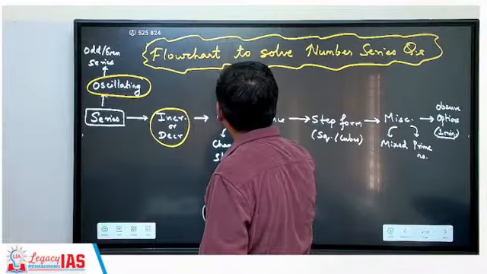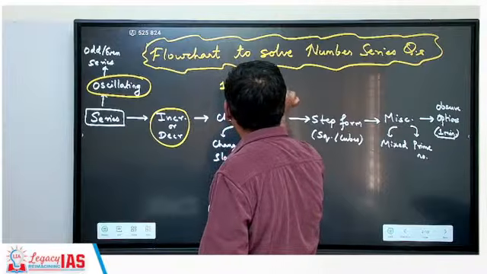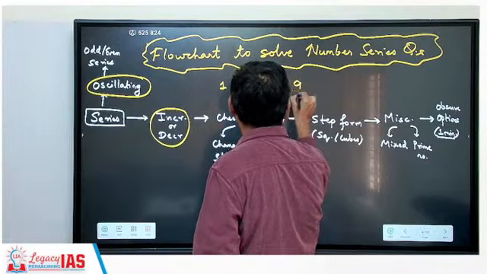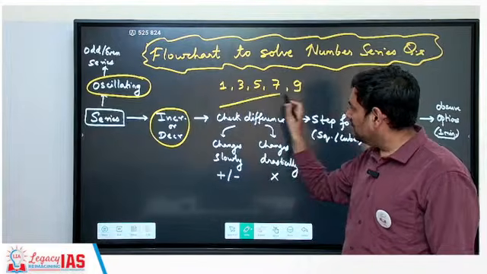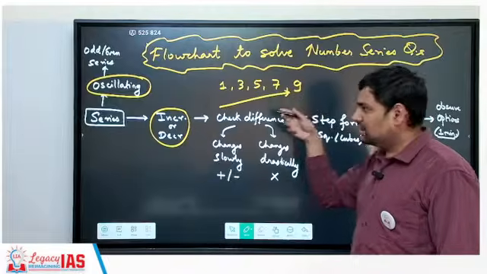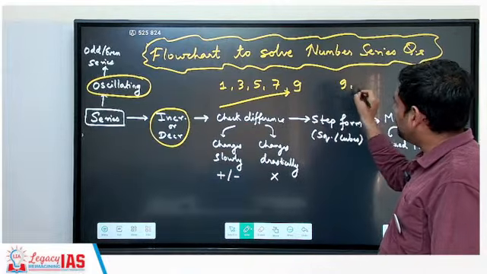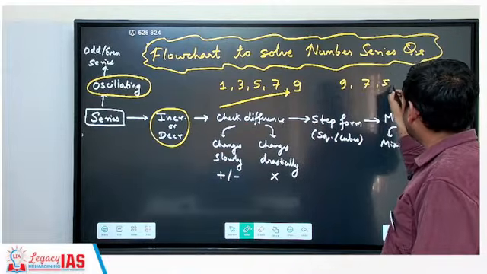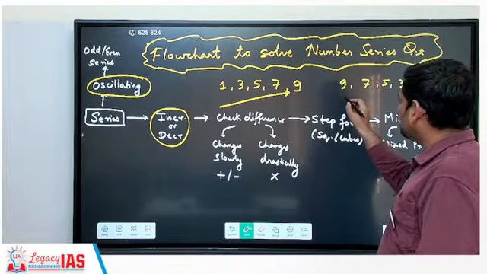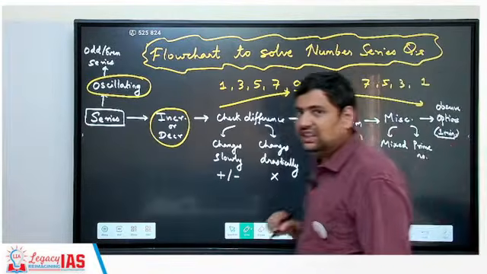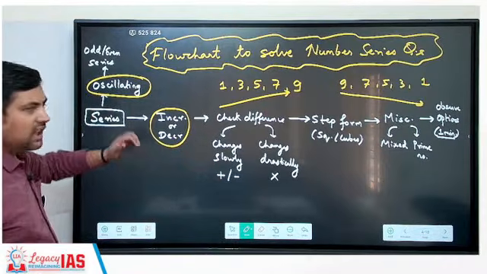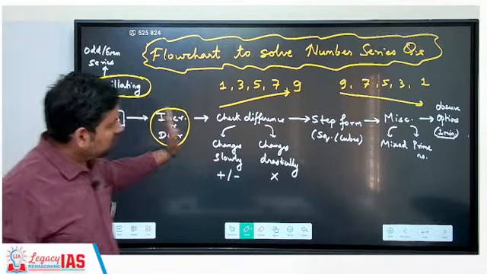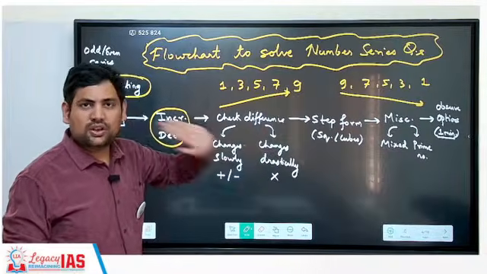1 3 5 7, then 9. What is this series doing? This series is constantly increasing. Can you see this? Similarly, if I just write this in opposite direction, 9 7 5 3 1, then what is the series doing? This series is constantly decreasing. Correct? So first thing is you check whether the series is increasing or decreasing.